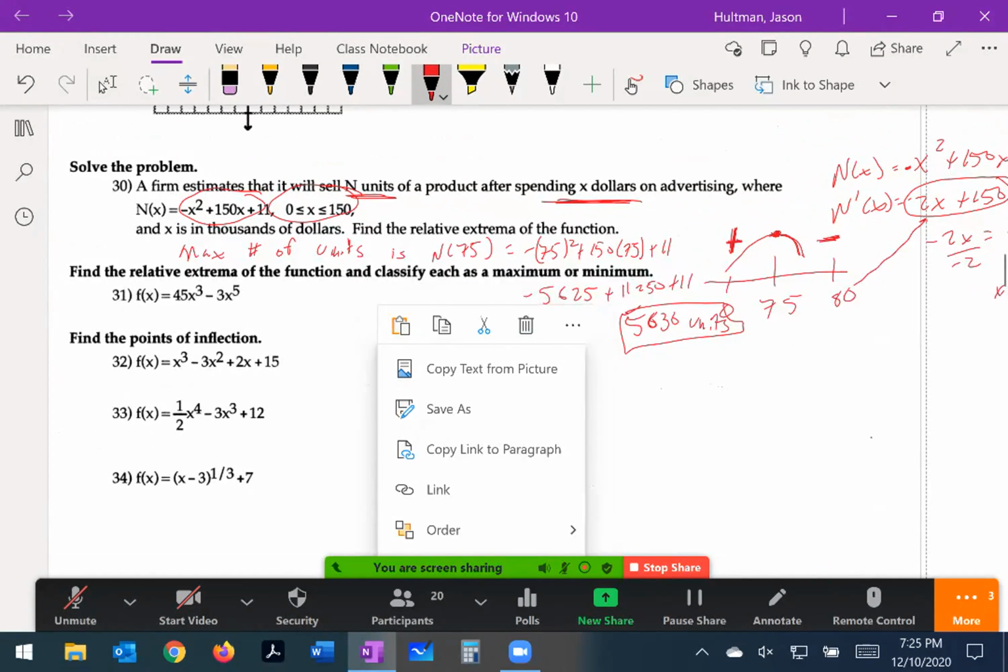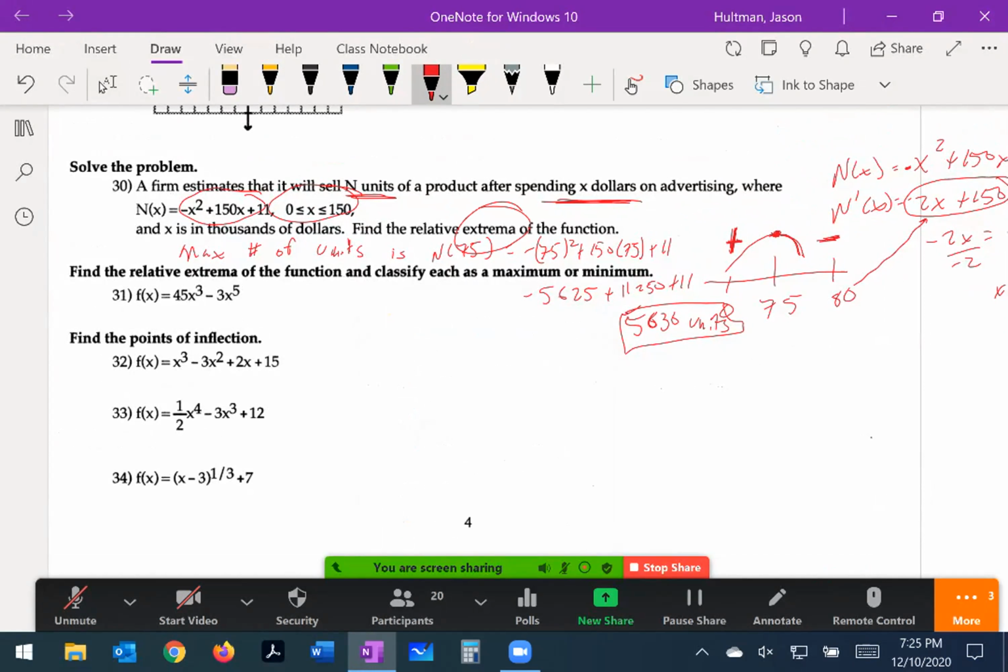Find the relative extrema. Okay, so it would be at 75, 5636. That's the extrema, and it's a max.